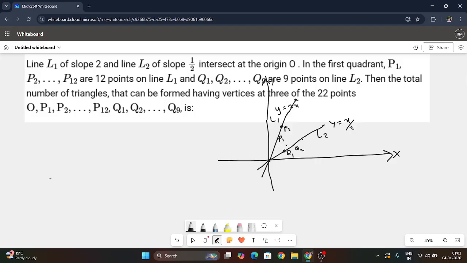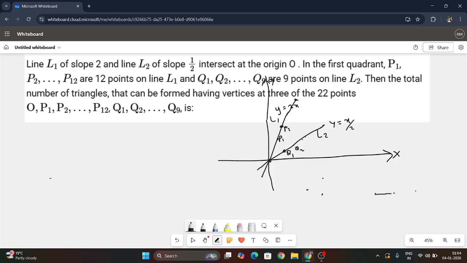Okay, 9 points, and this is the origin also intersecting at this point also. So all these things, how many triangles can we make? We have to find the number of that. As you know, if you want to make a triangle, we need 3 points, and these 3 points should not be collinear. If these 3 points are collinear, then we cannot make a triangle.